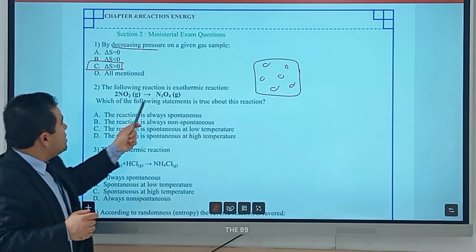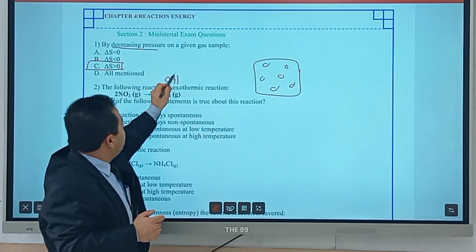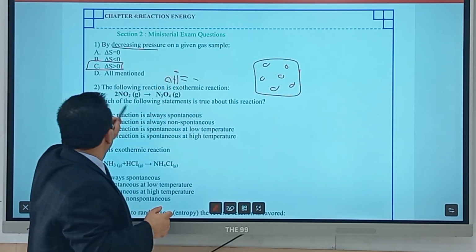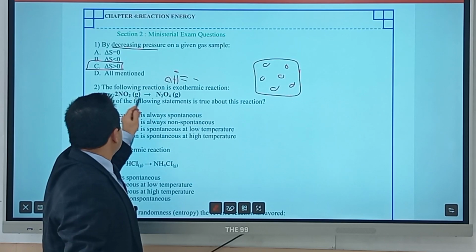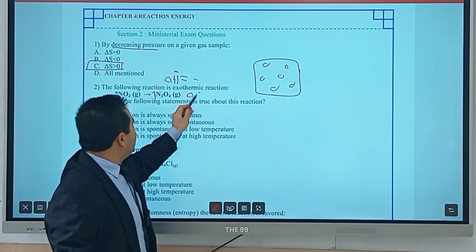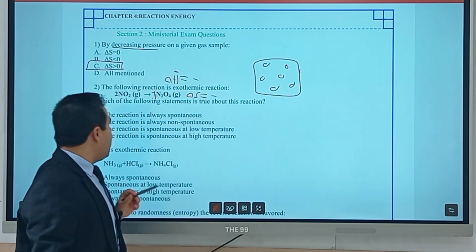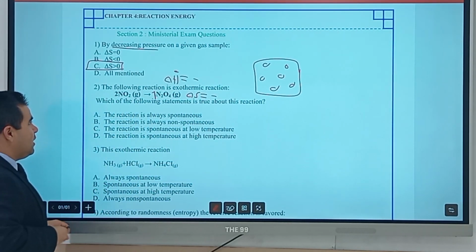The following reaction is exothermic. Exothermic means what? Delta H is negative. Which of the following statements is true about the reaction? A gas goes to gas, but 2 moles to 1 mole. So delta S is what? It is negative as well. Why? Because a high mole goes to a low mole. It reduces the entropy.